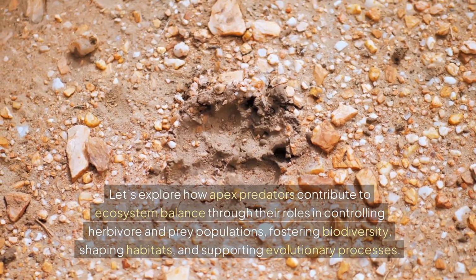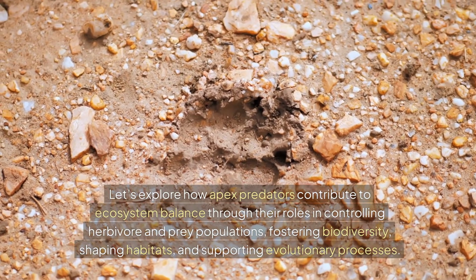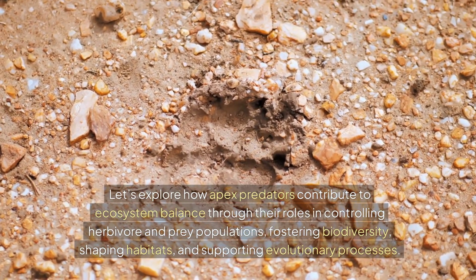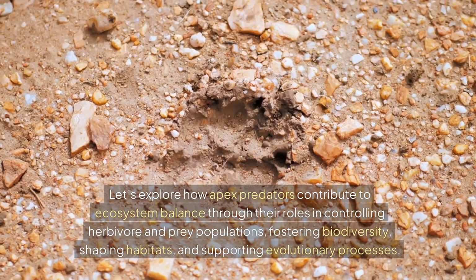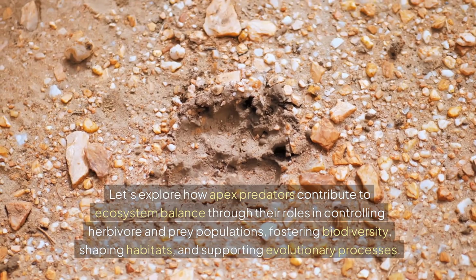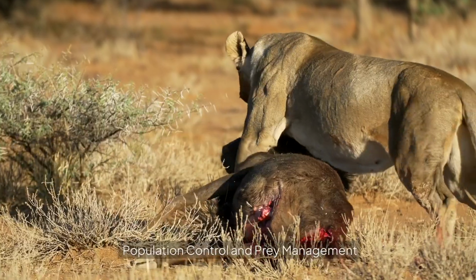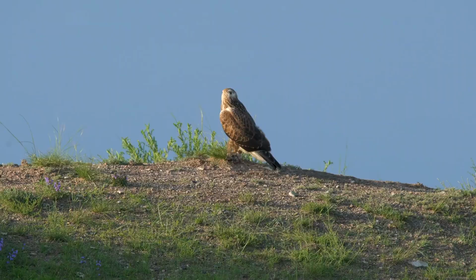Let's explore how apex predators contribute to ecosystem balance through their roles in controlling herbivore and prey populations, fostering biodiversity, shaping habitats, and supporting evolutionary processes. Chapter 1. Population control and prey management.